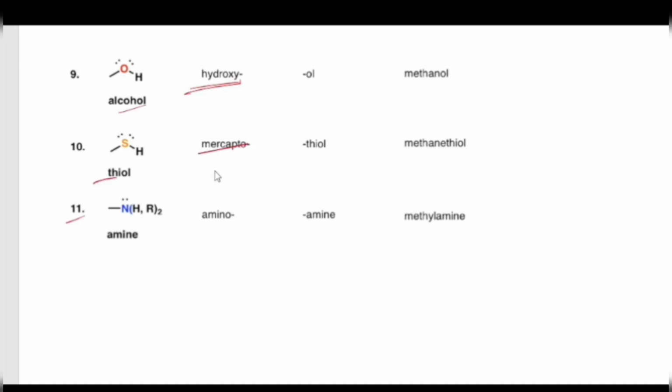And then for amines, amino is the prefix. Then we'll see some examples over here. Suppose this is the given compound, and I have to name this particular compound according to IUPAC nomenclature. In this case, we know there are two functional groups. One is aldehyde, and another is ketone, that is ONE.